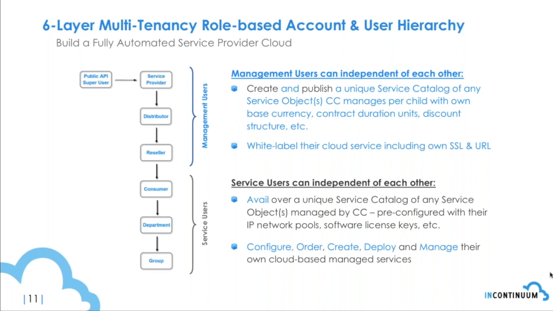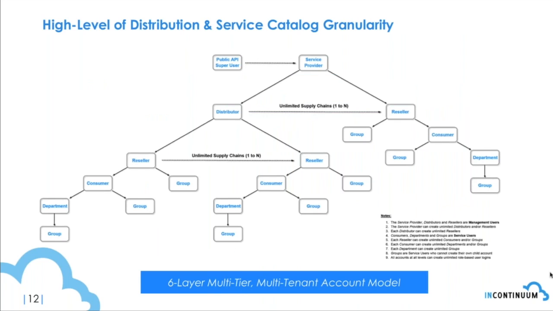The 3 service user accounts, of course, can, independent of each other, avail over a unique service catalog of service objects that's been made available to them by their parent in the 1-tier, 2-tier, or 3-tier supply chain that they reside in. And very key, they can configure, order, create, deploy, and manage their own cloud-based managed services with no intervention from a management user in an IT ops department, whether it's a service provider or a private enterprise managing a private cloud. So how can you apply this to a real situation?